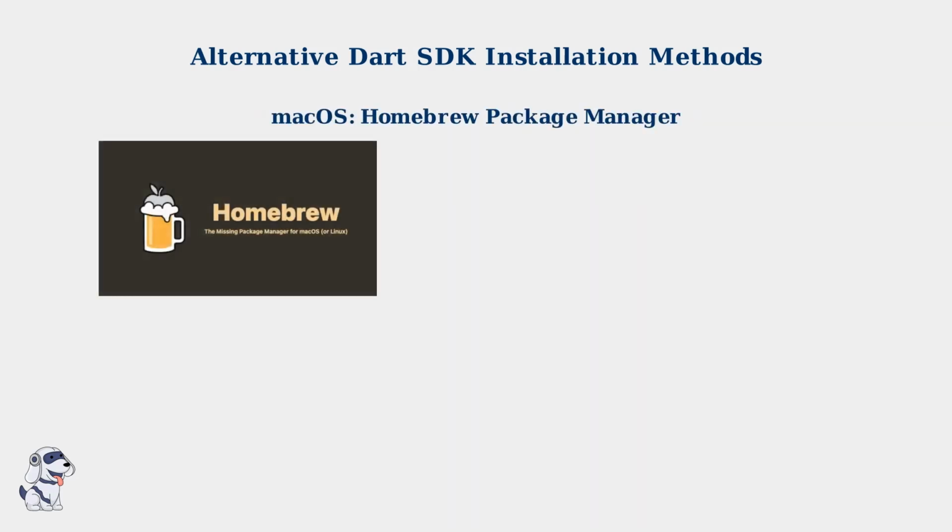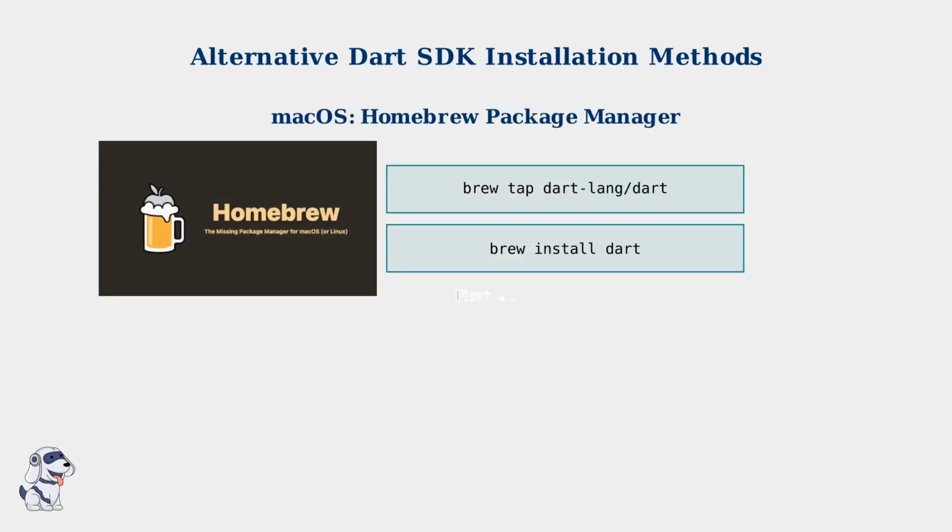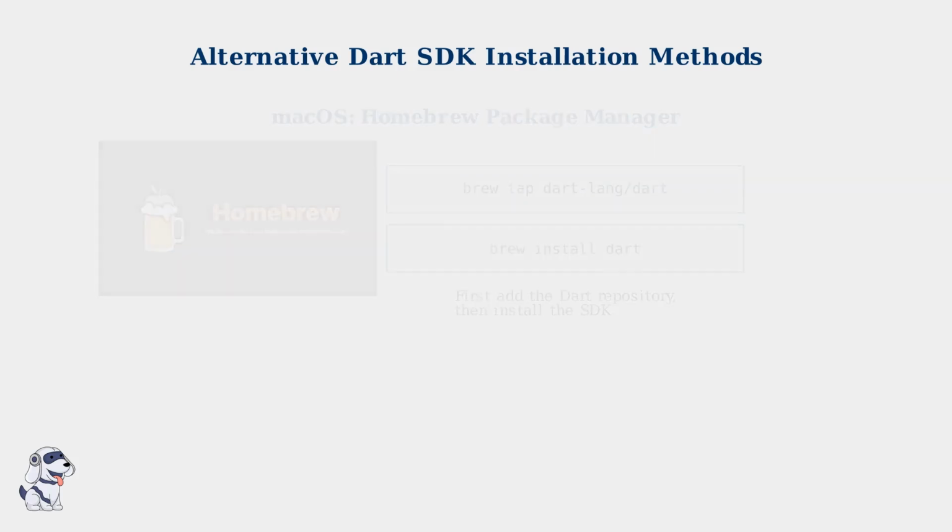On macOS, Homebrew is the go-to package manager. The installation requires 2 steps. First, add the Dart language repository with brew tap dartlang/dart. Then install the SDK with brew install Dart. Homebrew handles all the configuration automatically.